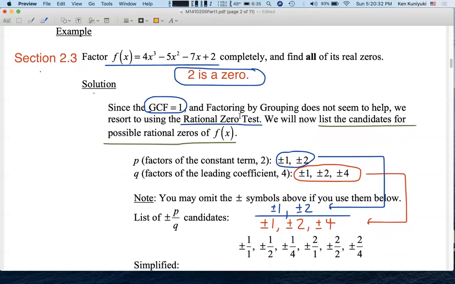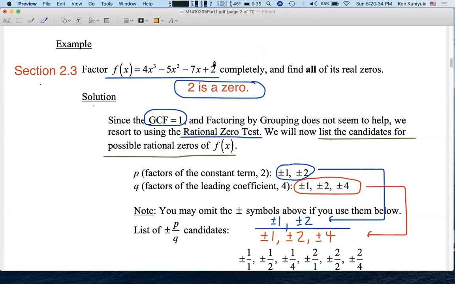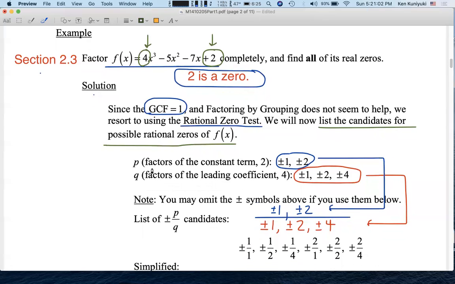So we focus on 2 key terms here. Once again, the constant term and the leading term. The constant term is 2 here. The leading term is 4x cubed. And really, we just have to focus on the leading coefficient, which is 4 here. So we're going to focus on the constant term and the leading coefficient. The constant term is 2.